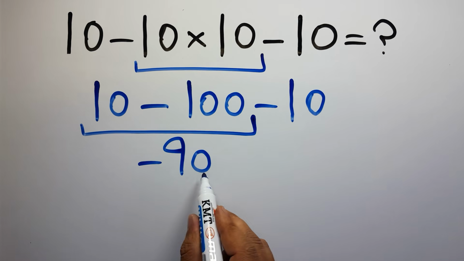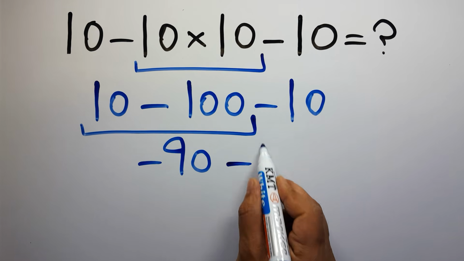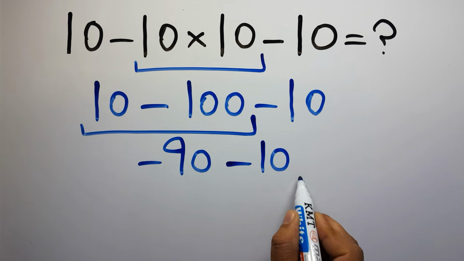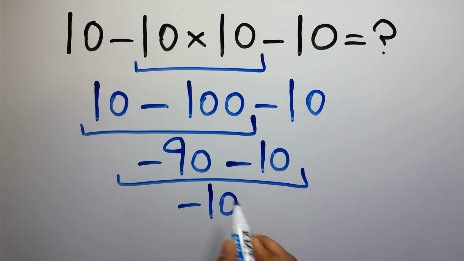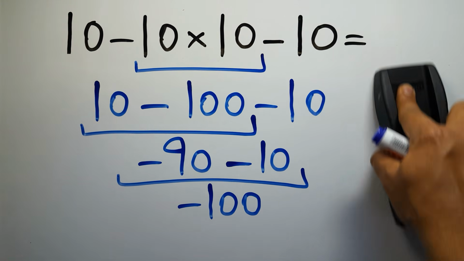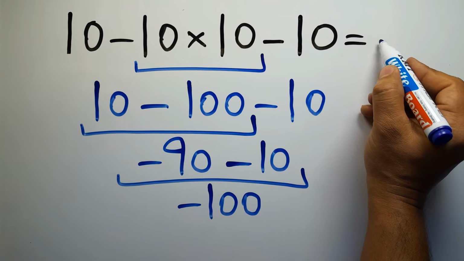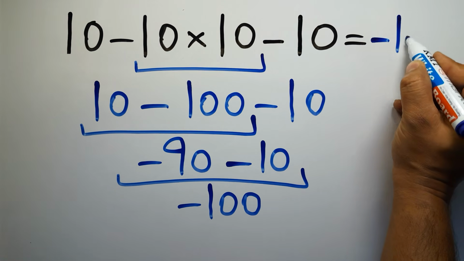So negative 90 minus 10 is just negative 100. And this is our final answer to this problem. The correct answer is negative 100.